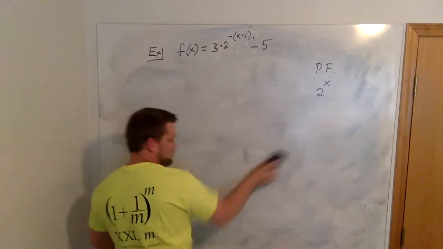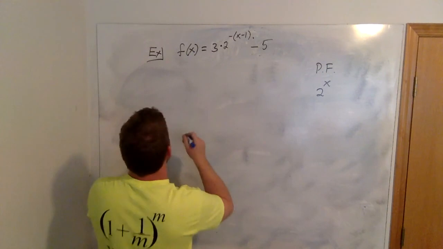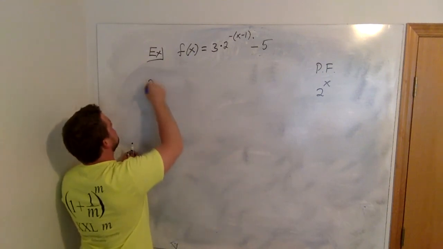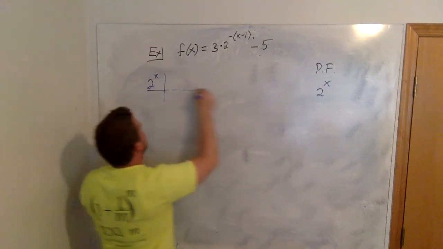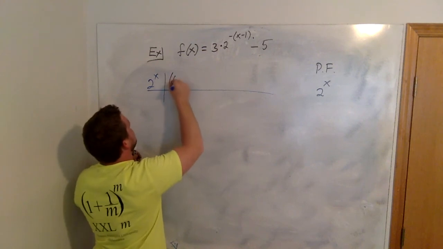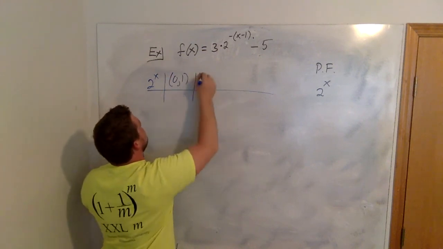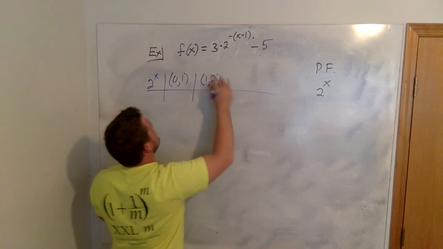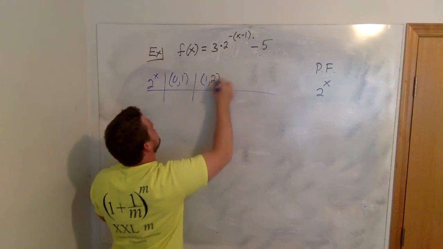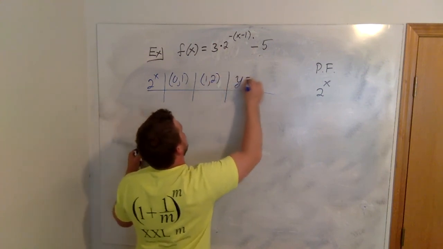Okay, so what's going on here? So let's record. We have our function 2 to the x. The key features on 2 to the x will be what? If you plug in 0, you get out 1. If you plug in 1, you get out 2. It still has the horizontal asymptote y equals 0.